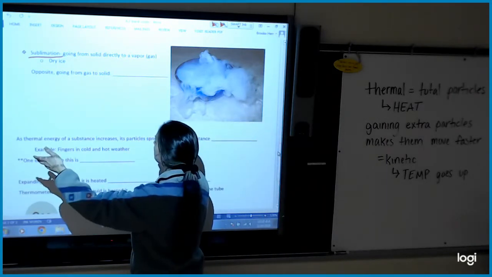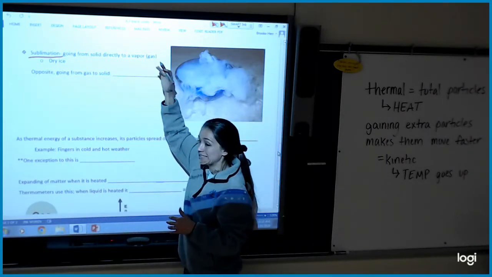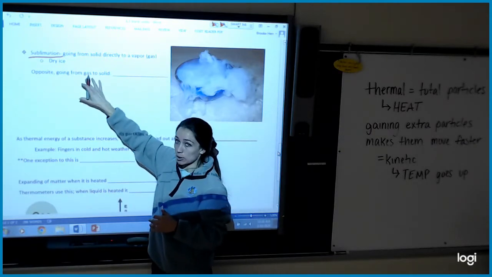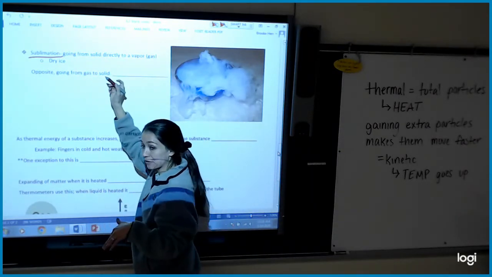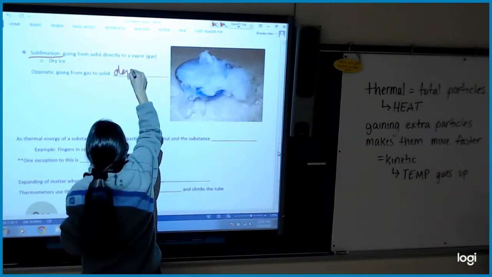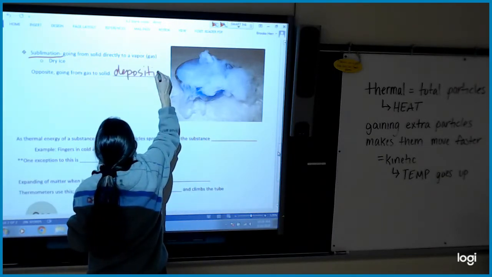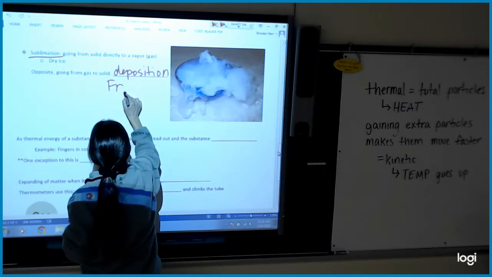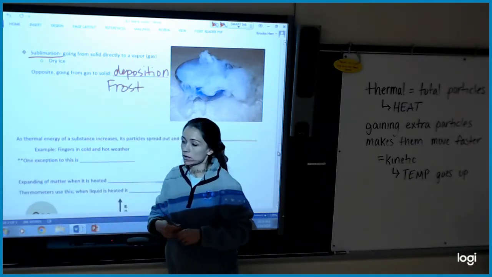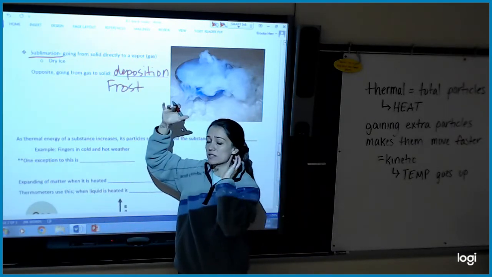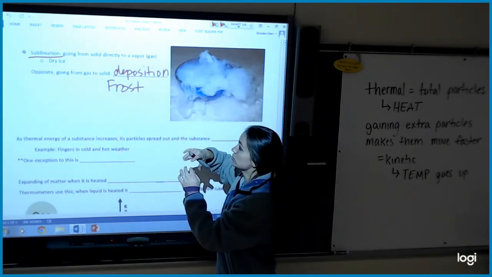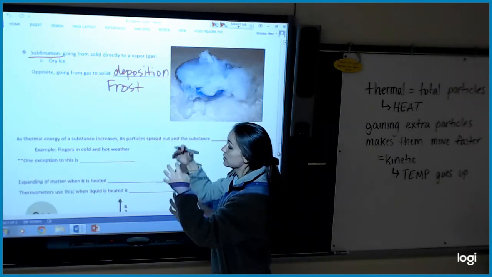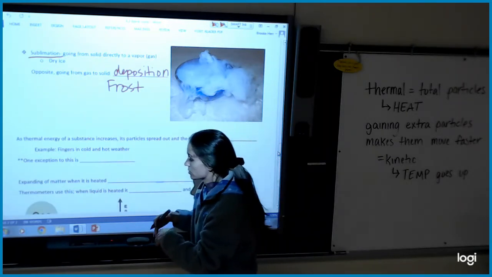The opposite of that then would be going right from a gas, so like water vapor in the air, to a solid. Okay? Somebody needs to turn their phone off. That is called deposition, and the best example of that would be frost. Okay? Like on the grass in the morning, that was a gas form, and then the amount of thermal energy changed so quickly that it solidified and turned into frost.